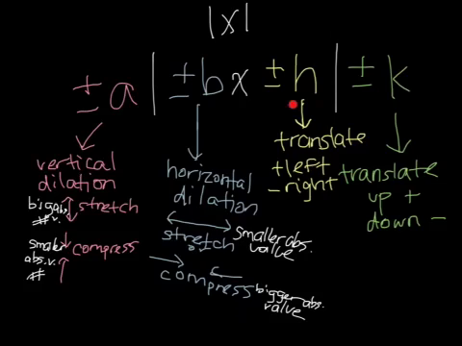The only thing it could affect is if it has this as well. So this means you're translating it. When it's positive, it's the opposite. You're translating it to the left, you're sliding it to the left. When it's negative, you're sliding it to the right. And then this k outside, when it's positive, it tells you to move the function up. When it's negative, it tells you to move the function down.